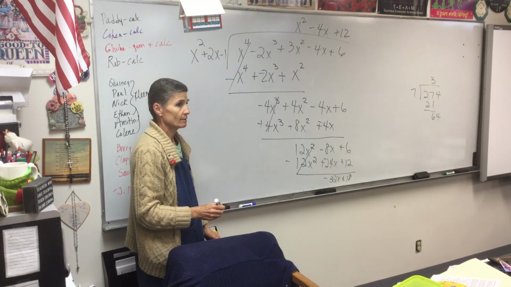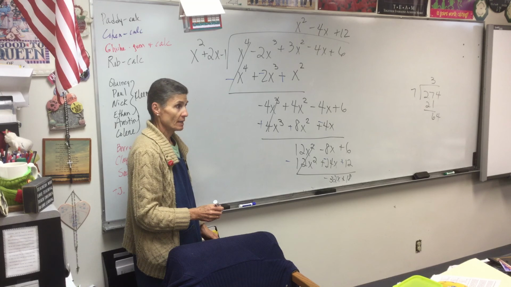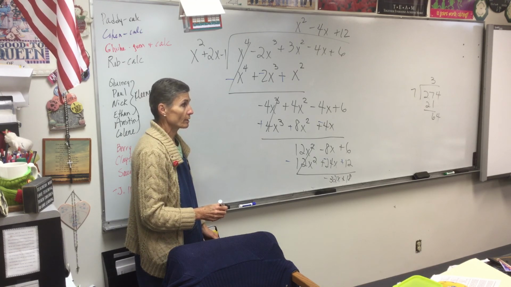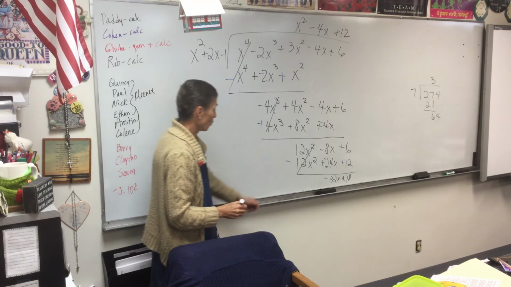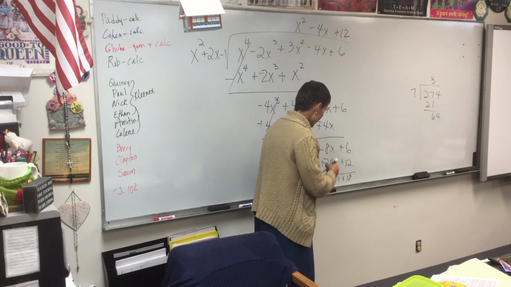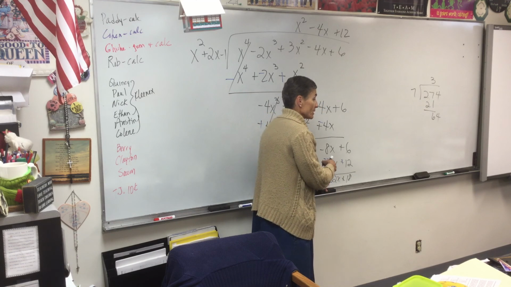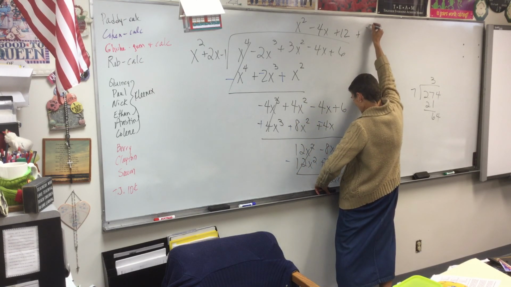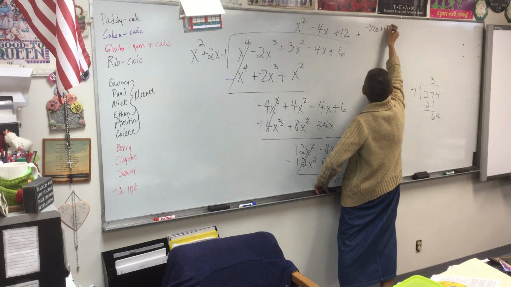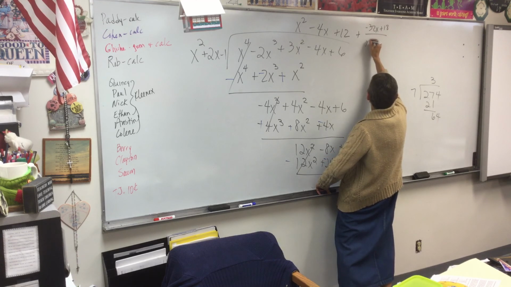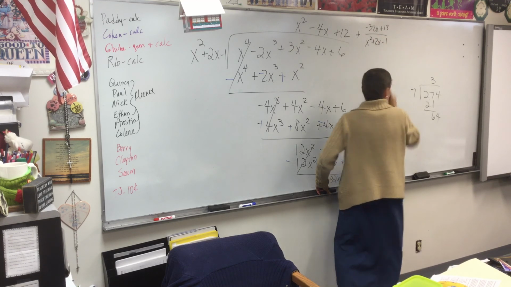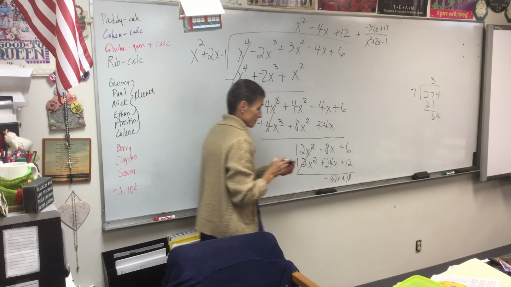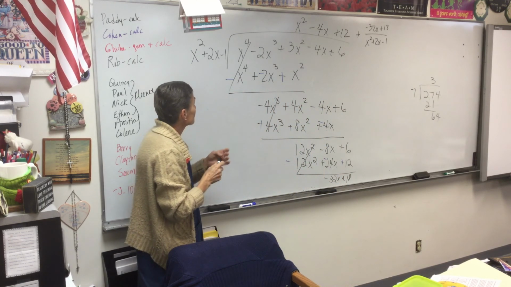Now wait a second. I'm done. I can't go anymore, can I? So what do I do with that? That's the remainder. So I'll come up here and say plus negative 32x plus 18 over x squared plus 2x minus 1. Is that it? And we're done.